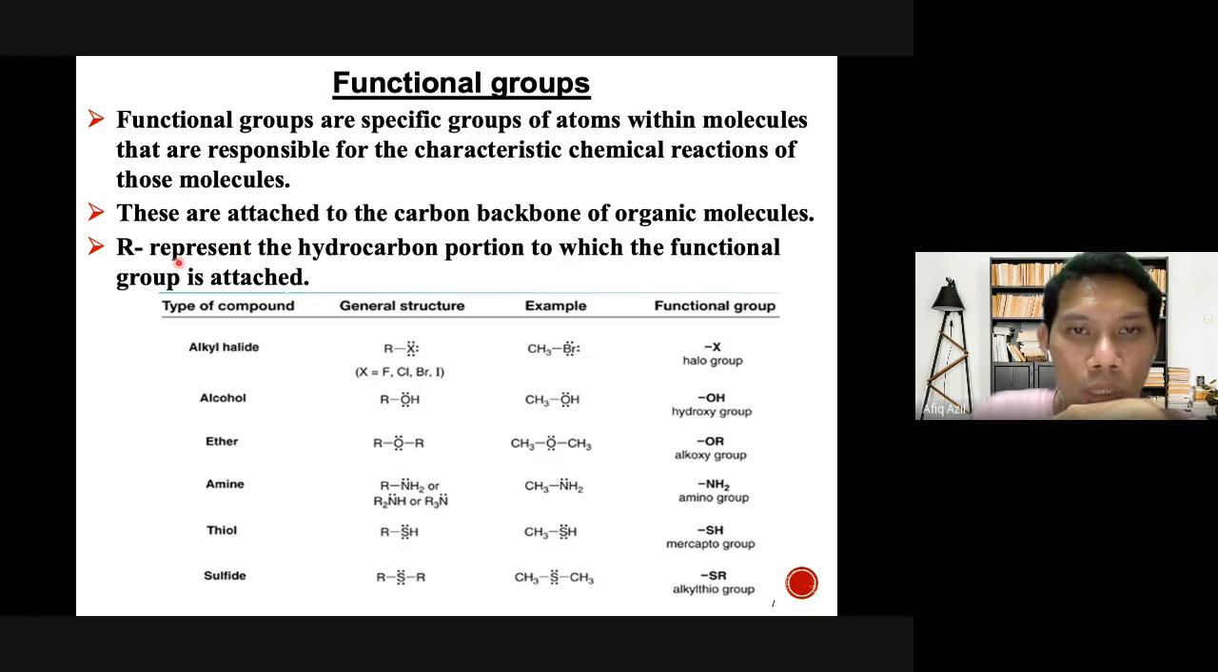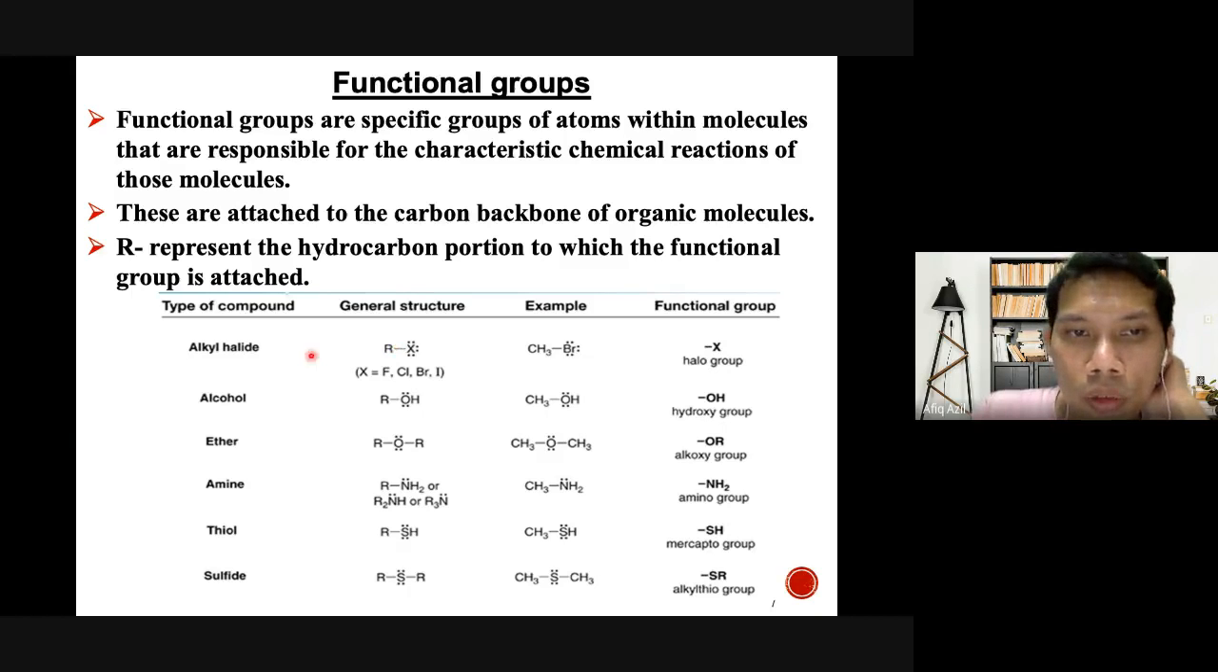So let's say over here we have a few examples. R, in all of these examples, represents the hydrocarbon portion to which the functional group is attached. The simplest form of R is CH3, which is an alkyl group or methyl group. So you cannot have R as hydrogen. If R is hydrogen, then this is not an organic compound anymore. So the simplest could be CH3.